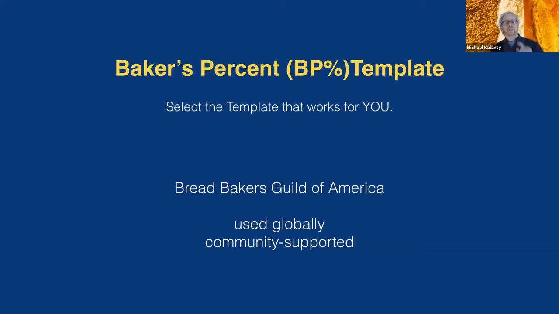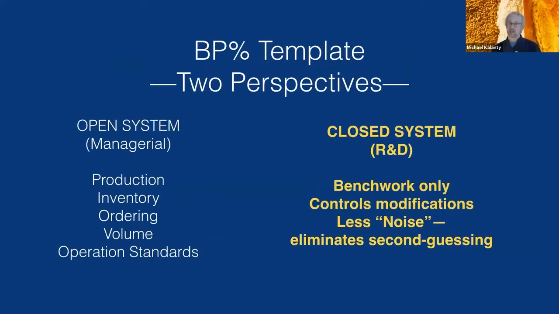The caveat I have is that a baker's percent template has two perspectives. One, it gives you a broad overall perspective, and you can look at that and say, okay, this bread has this much water, this much flour, this much salt. You can use that in your inventory management, in your ordering pars, etc. It helps you understand the throughput of things on the floor. And that's a very managerial, open look.